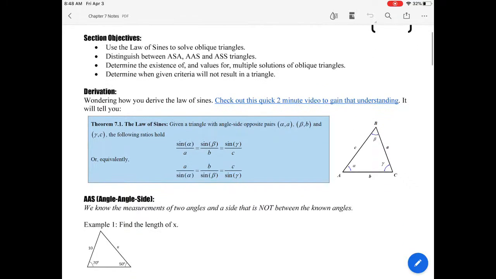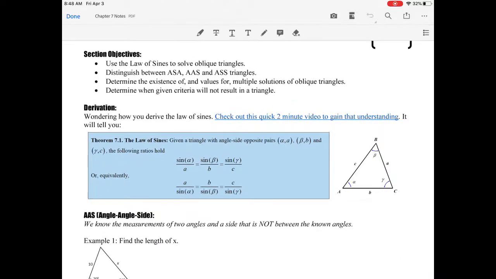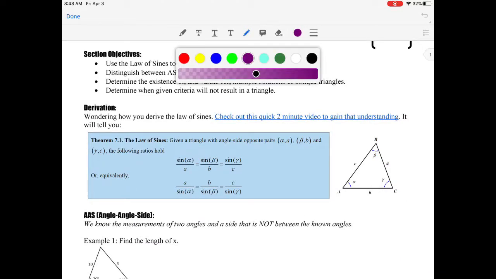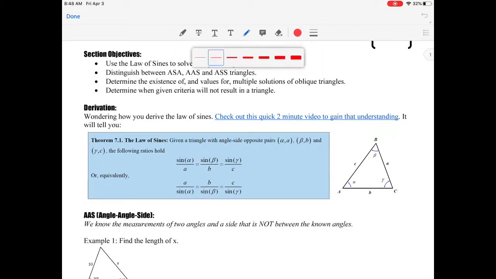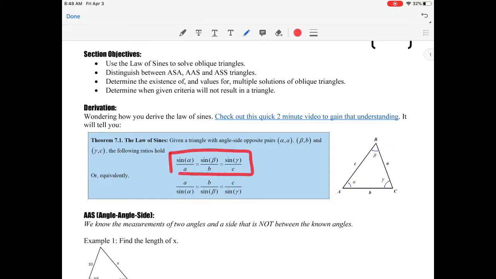Okay, the first part of chapter 7 is all talking about the law of sines. As you look in this blue box here, that's the law of sines. Basically you get the sine of alpha over the side that is opposite of that. So if you notice over here, you've got angle alpha and the side opposite is A, equals the sine of beta over the side B opposite that, sine of gamma over the side C.